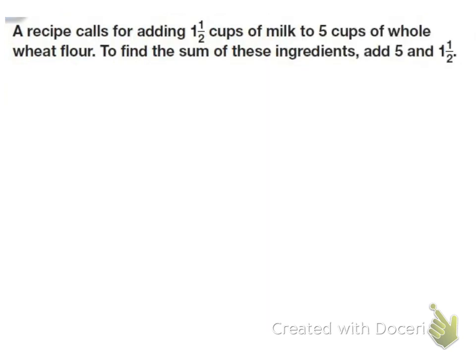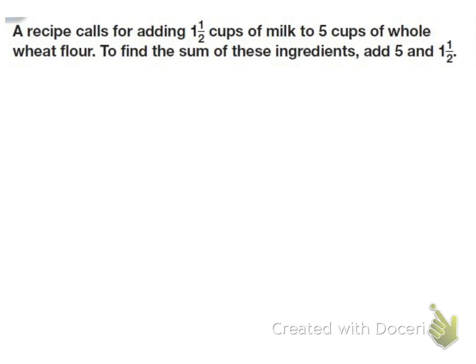Okay, now we've studied whole numbers, fractions, and mixed numbers. And when we add these numbers, we add the whole numbers to whole numbers and fractions to fractions. And we do the same thing with subtraction. So this says a recipe calls for 1 1/2 cups of milk to 5 cups of whole wheat flour. To find the sum of these ingredients, add 5 and 1 1/2.